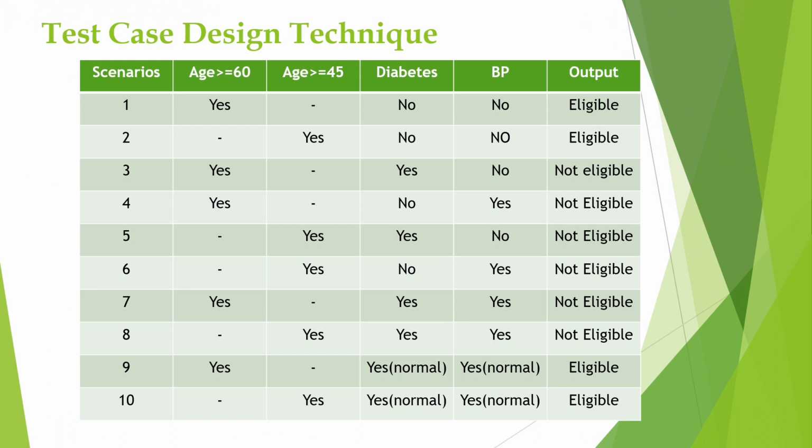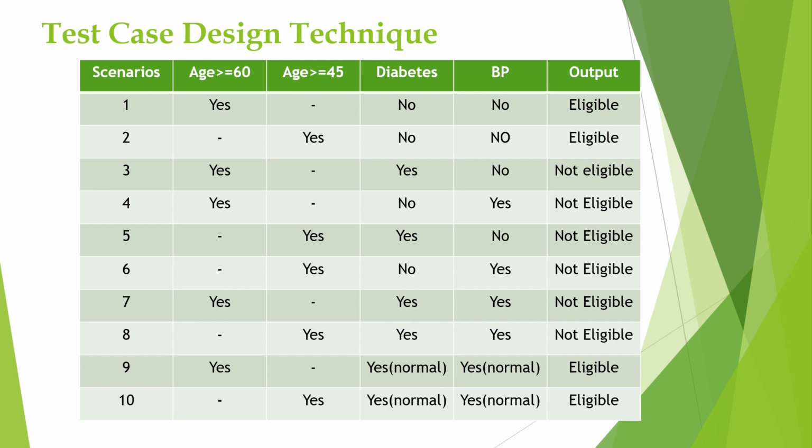Now we are making the table based on the conditions that we have written previously. The columns are age above 60, age above 45, diabetes, BP, and expected output. Now we fill the table with different input combinations and the expected output. If a person's age is above 60 with no BP and no diabetes, then the output should be eligible.